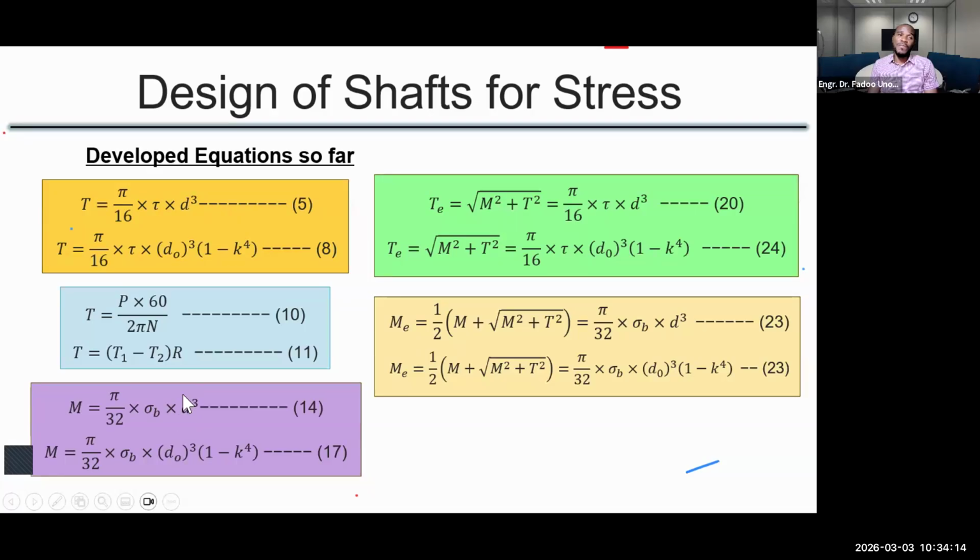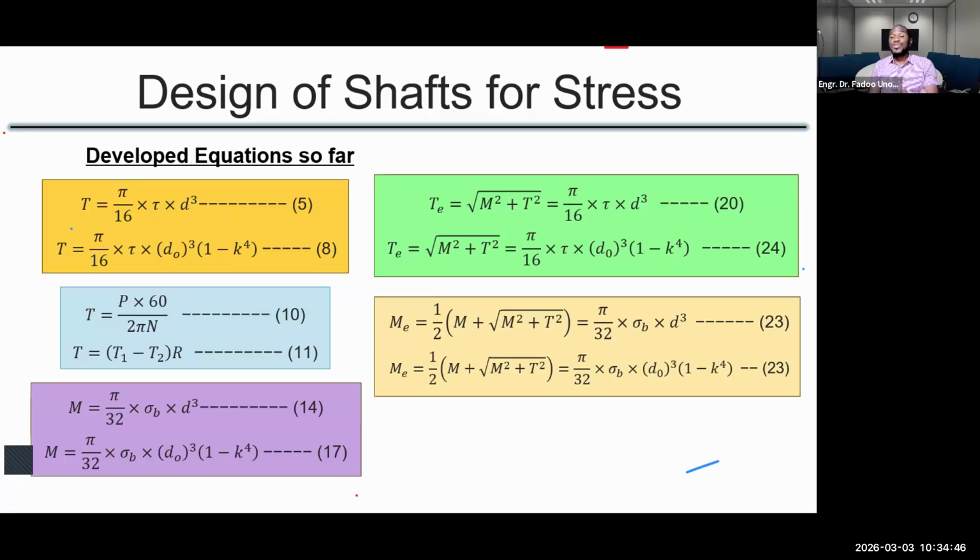And if it's a hollow shaft, we just replace that by this. Okay. And then a case where you have combined bending moments and twisting moments, bending moments and torsional moments in a shaft. So the shaft is spinning and it also carries on itself elements that have weights. Okay.